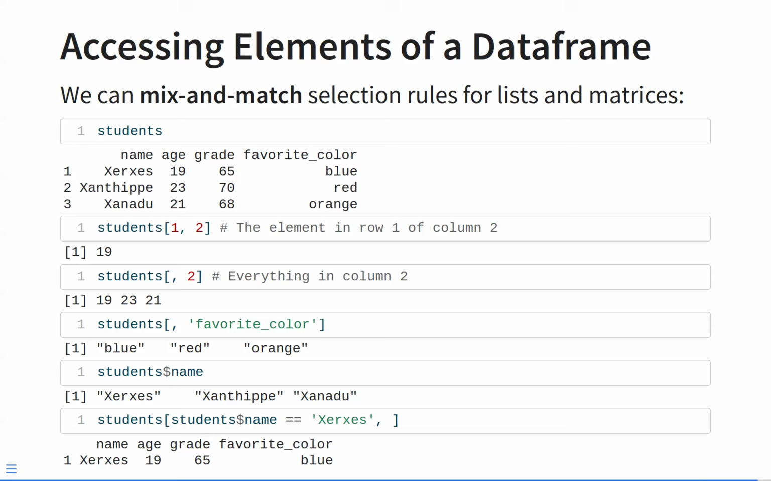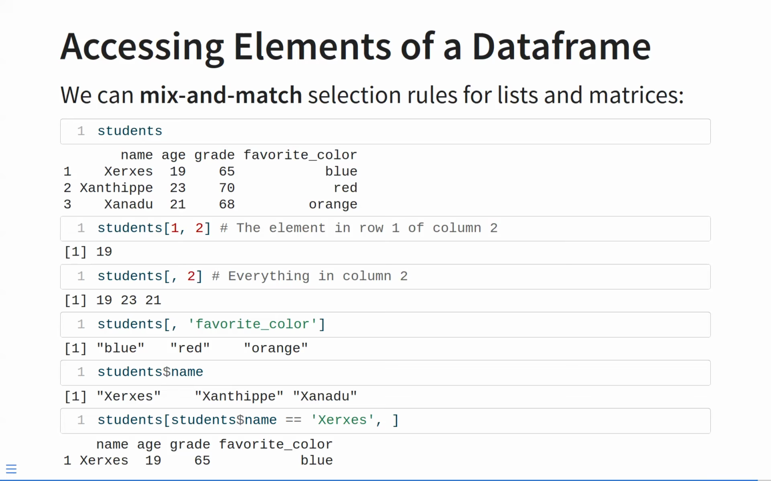We can access the elements of a data frame with a mix and match of all the different selection rules we have used so far for lists and matrices. So for example, we could pull out the element in row 1 of column 2, which is 19. That's the age of Xerxes. Or we could pull out everything in column 2. That would be the ages of all the students. Or we could pull out all the rows, students, comma, and then we could access the column favorite color by name to return blue, red, and orange.